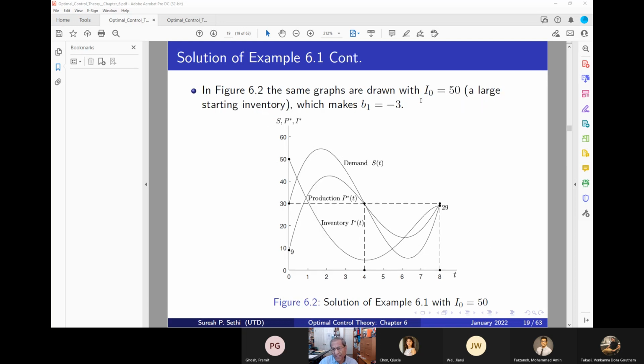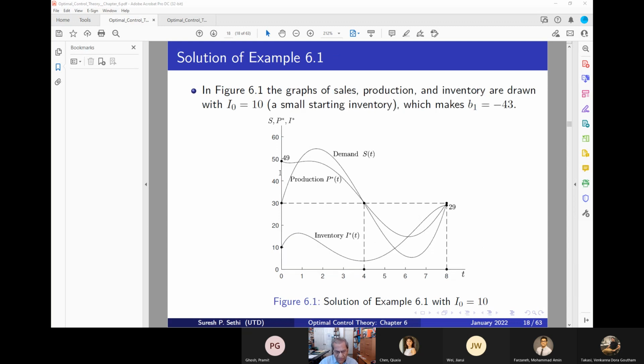Now I want to change the I0 to 50. So initially my initial inventory was 10, and it eventually went to 29 because it was too low. The demand is higher than that, so I had to build up the inventory using some production. I didn't use production exactly close to demand, but I used production to build the inventory. When the demand was low, the production built the inventory. When the demand was high, the inventory went down because I have to satisfy the demand.